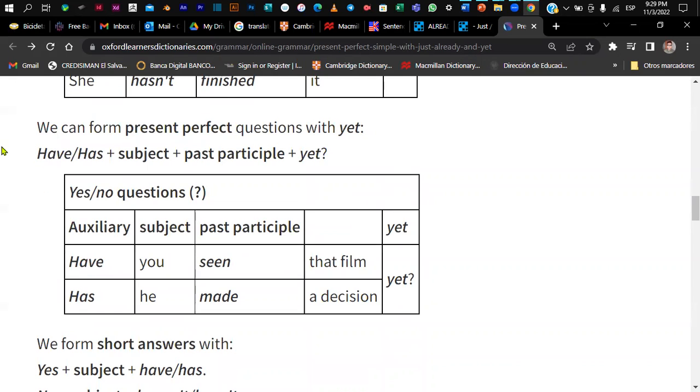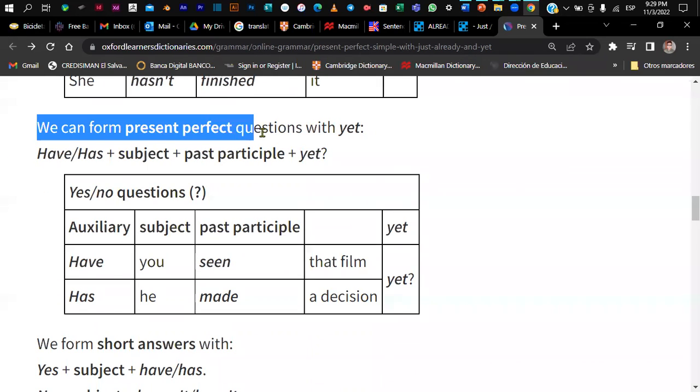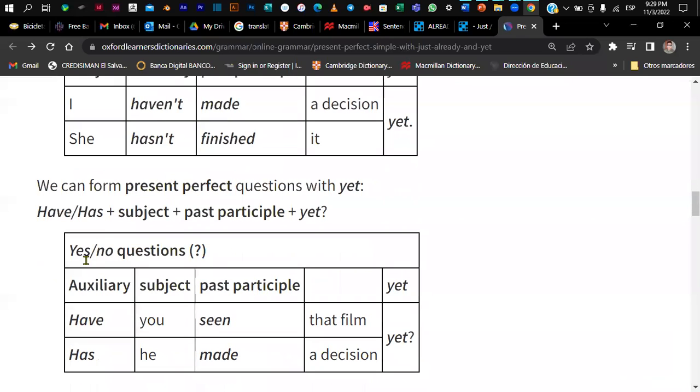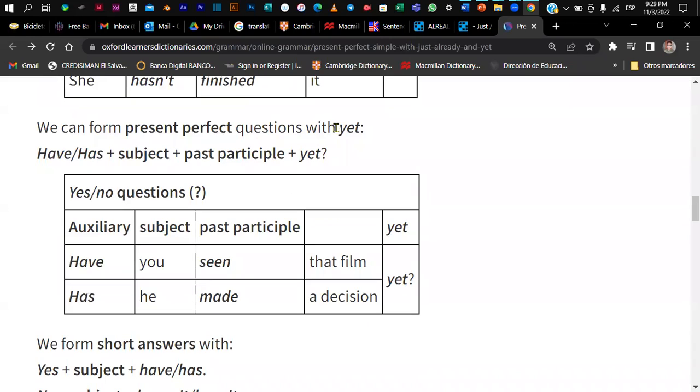All right, we can form the present perfect questions with yet. Remember, yet is for negative and questions. Okay, here we only change, solo cambiamos.